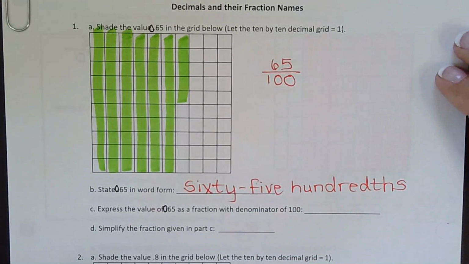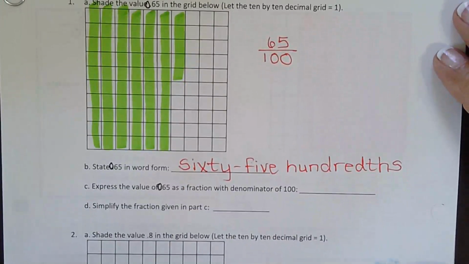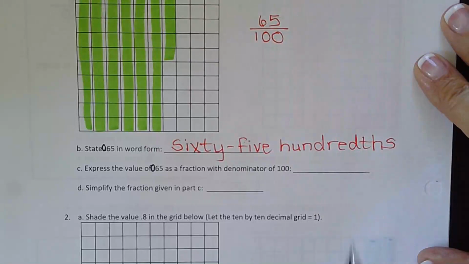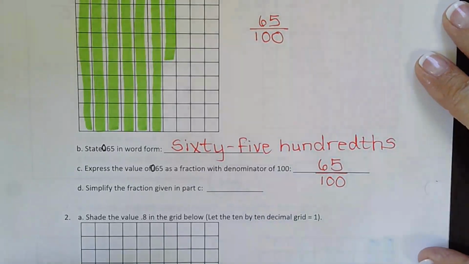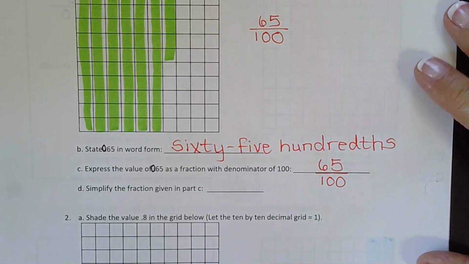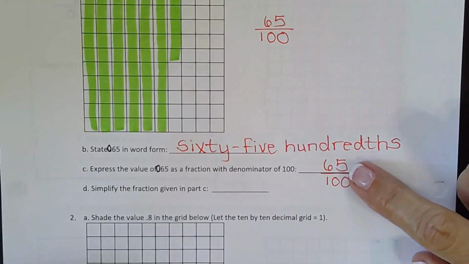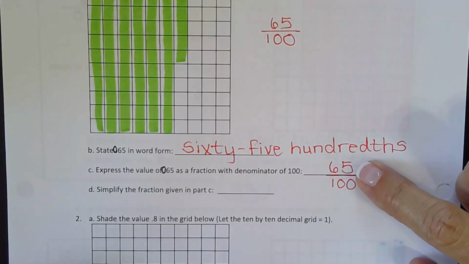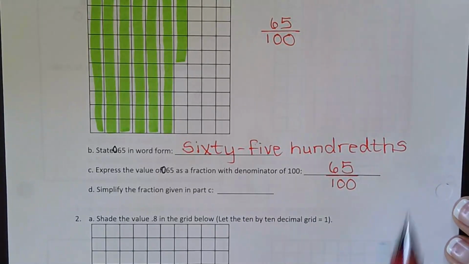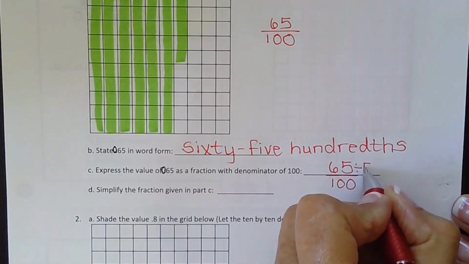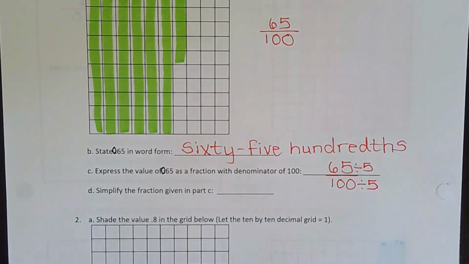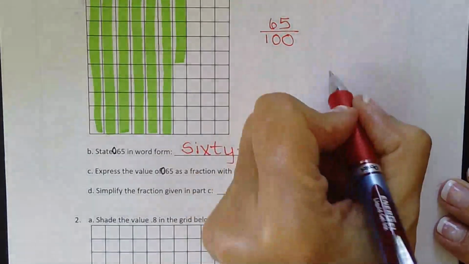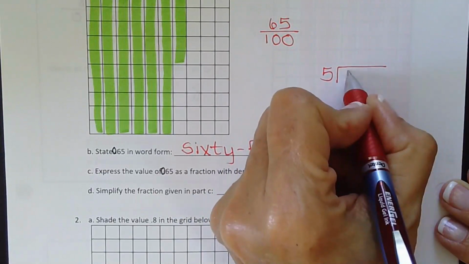So 65 hundredths. Express the value 0.65 as a fraction with a denominator of 100. We already did that above. Two decimal places goes over 100. Then we simplify. Just like on the problems that we did in the last video, this ends in 5 and 0, which tells me that 5 will go into both of these, because 5 goes into any number that ends in 5 and 0. And remember, it always has to be the same number. So then we divide 5 into 65.